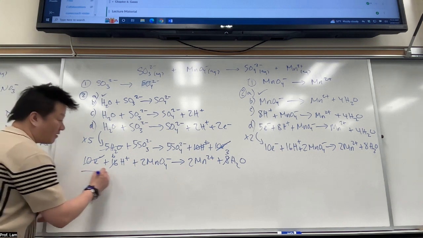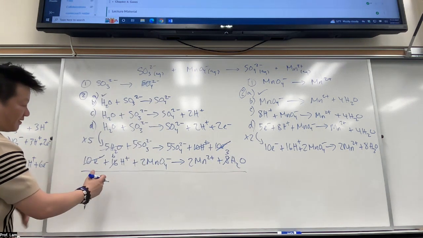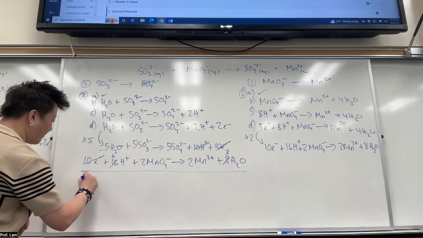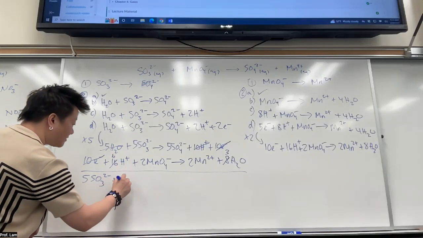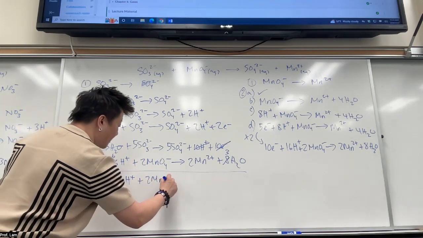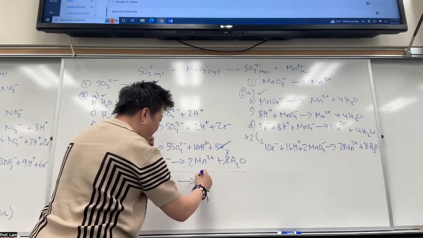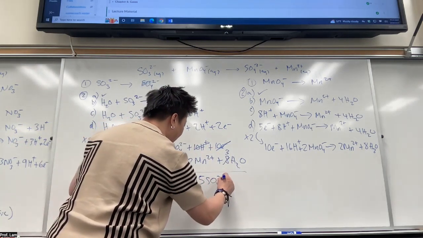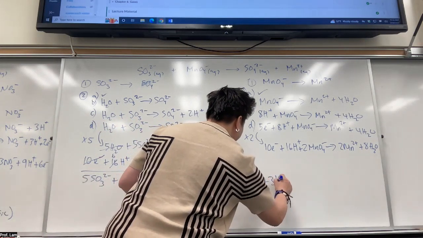And so now you just drop it down, right? Everything that's on the left side, put it on the left side. So we have 5 SO3 2 minus. We have 6 protons. We still have this 2 MnO4 minus. That's on the left side. Arrow. Now everything on the right side: 5 SO4 2 minus plus 2 Mn2 plus 3 H2O.